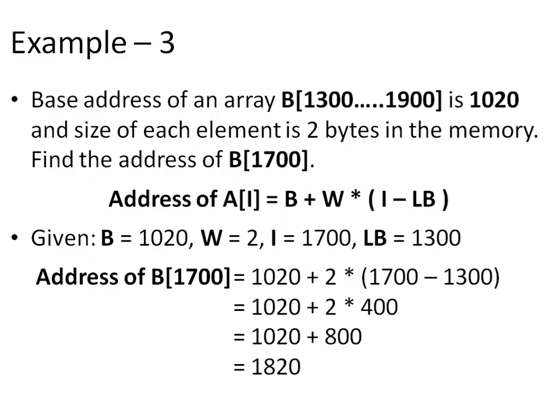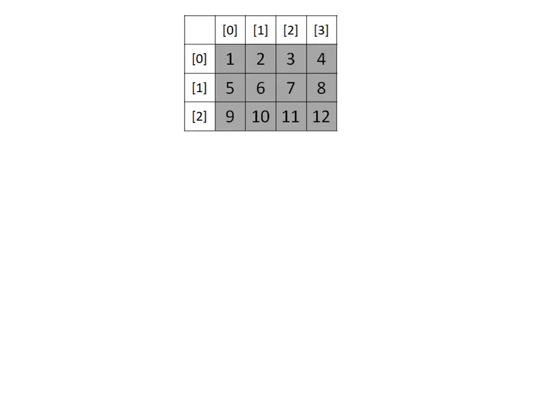Next, we have to start with the address computation in two-dimensional arrays. Again, we have to work with a formula. So let's try to understand the same first with respect to row as well as column major order. So let's say we have a 3 cross 4 two-dimensional array and we have to find the address of element 10 which is stored at index 2, 1, that is second row and first column.